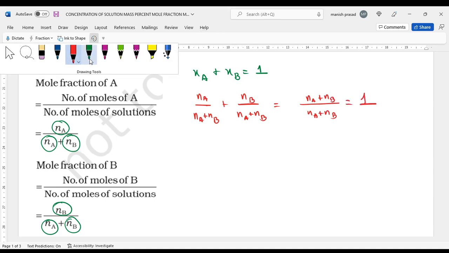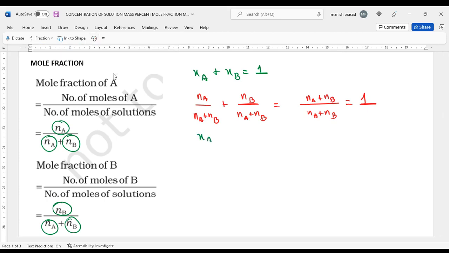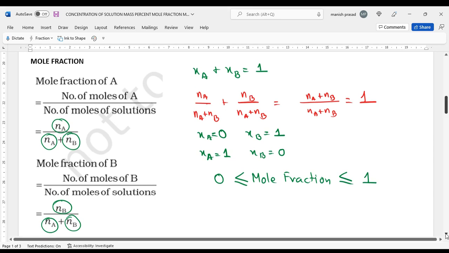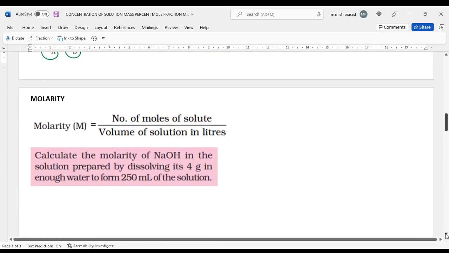Now, if mole fraction of one substance is 0, then the other one automatically becomes 1. Likewise, if A is 1, then B is 0. This means that the answer for the mole fraction is always greater than or equal to 0, but less than or equal to 1. Something like what you did in probability in class 10. Okay. Then we come to molarity.